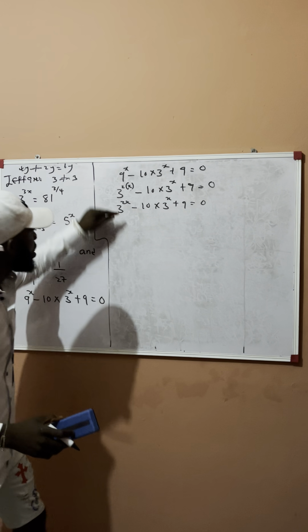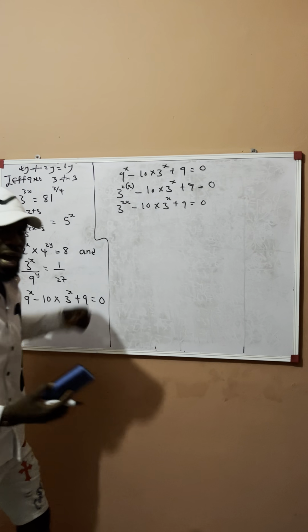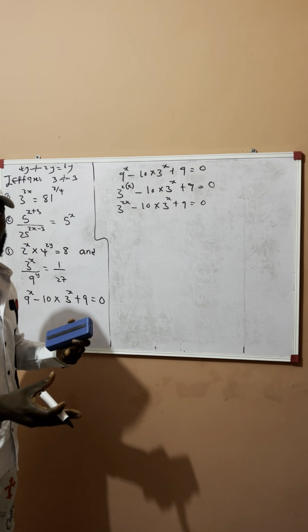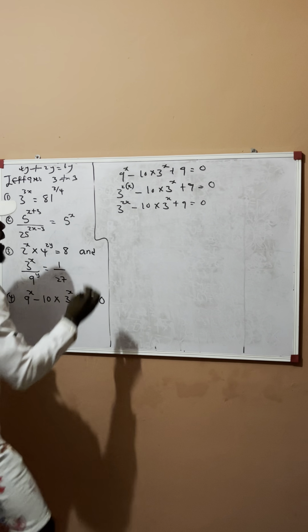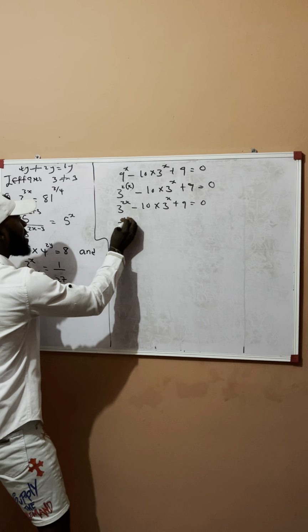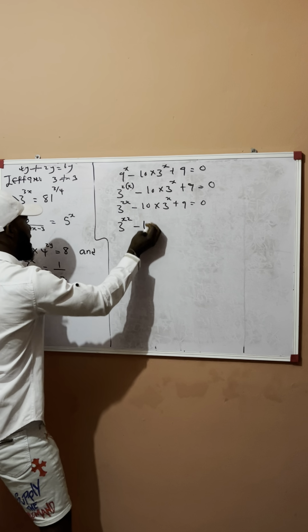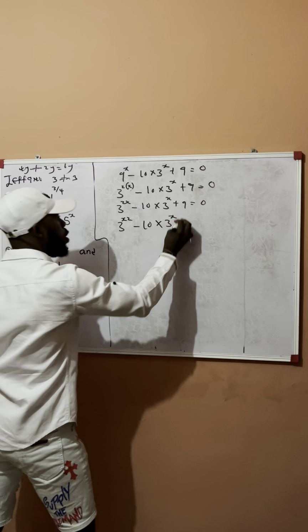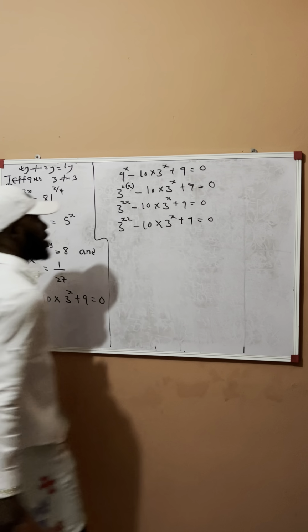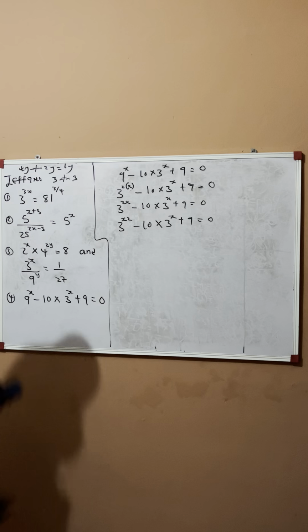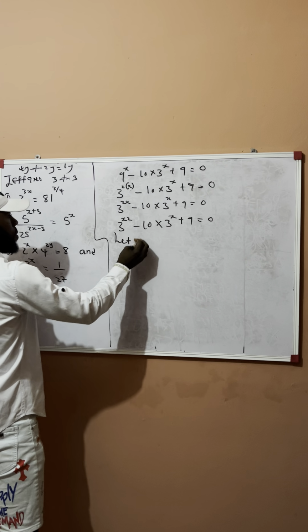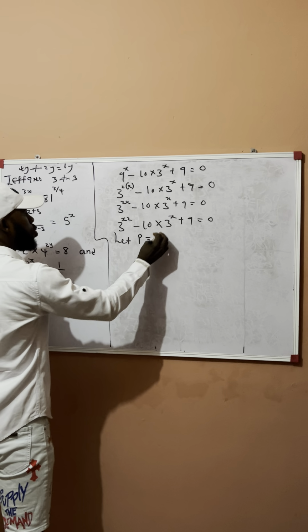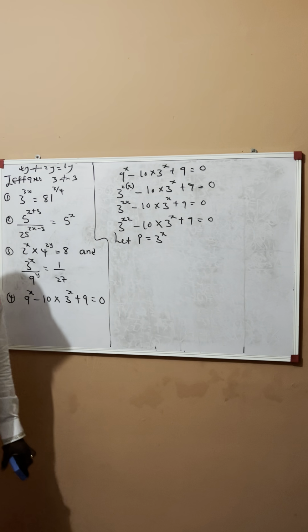Now, this 2x can also be written as x2 if you swap. So here becomes 3 raised to the power x2 minus 10 times 3 raised to the power x plus 9 equal to 0. Now what do? You say let any variable at all. Let me use p. Let p equal to 3 raised to the power of x.